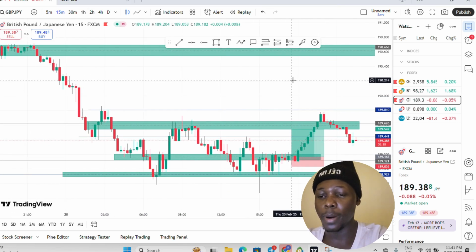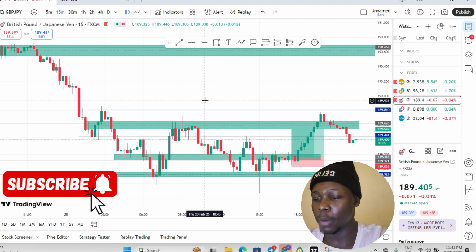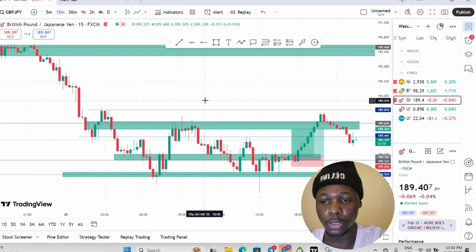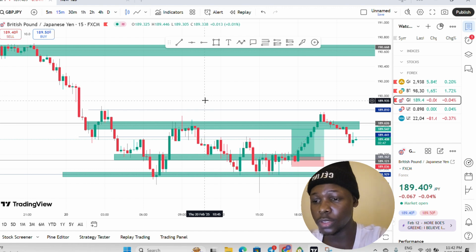I would like to talk about something so important here, and I want to talk about zones. If you're trading support and resistance, this video is for you. Most of the time people don't know how or where to place their zones. They come down to their lower time frame, 15 minutes, and start marking out all the zones that they see in their lower time frame, which is totally wrong.